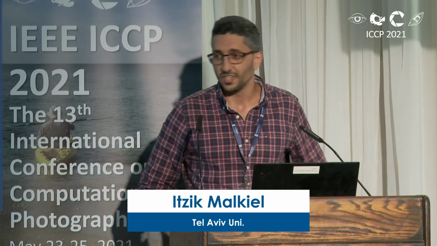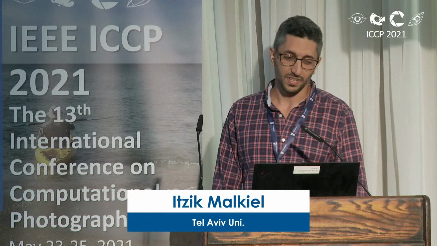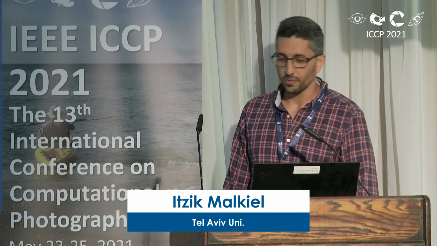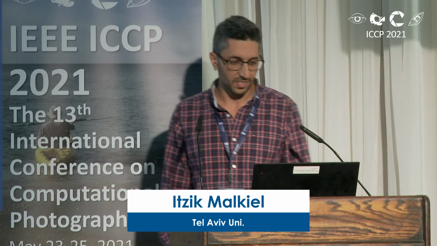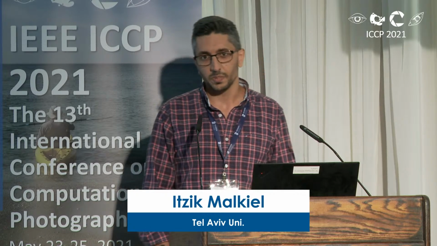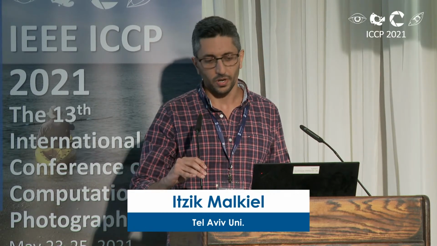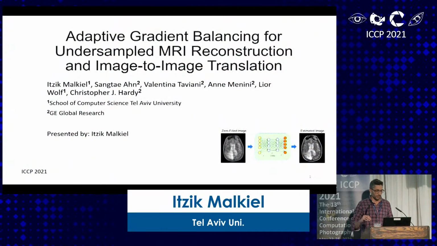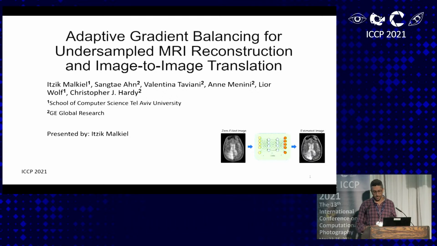Thank you very much. Hi, my name is Itzik Malkiel. In this talk, I will briefly present a training technique named adaptive gradient balancing, or AGB in short, along with its applications in image-to-image translation and MRI reconstruction. AGB automates the process of combining adversarial loss terms and pixel-wise losses and streamlines hyperparameter search.